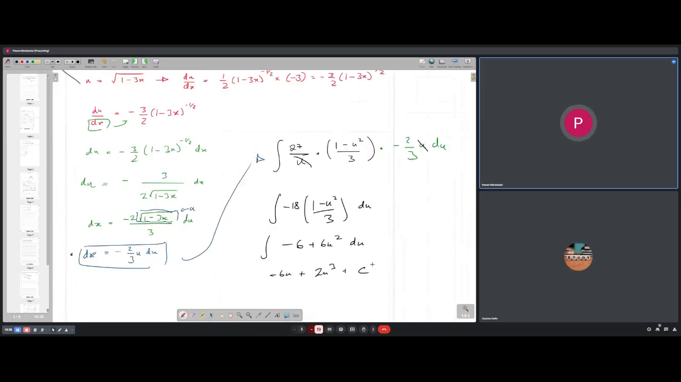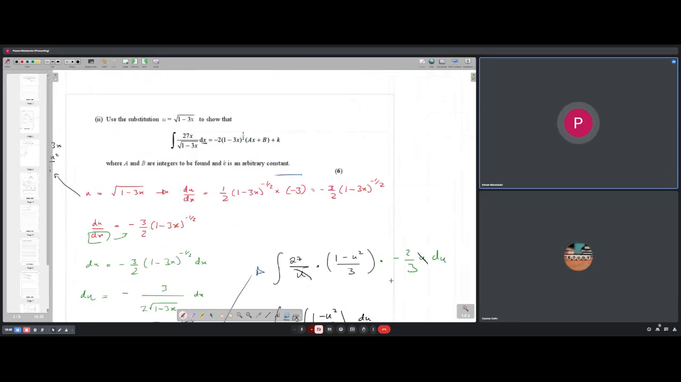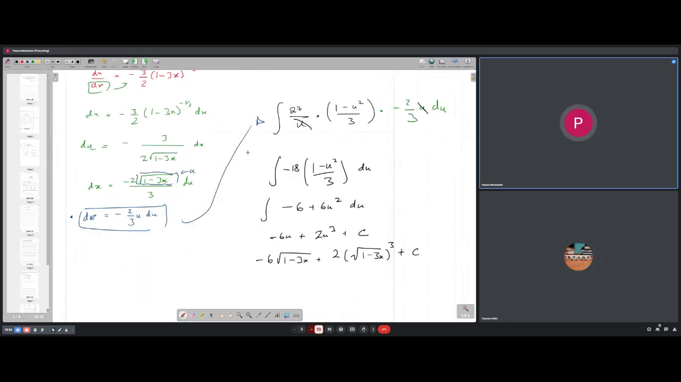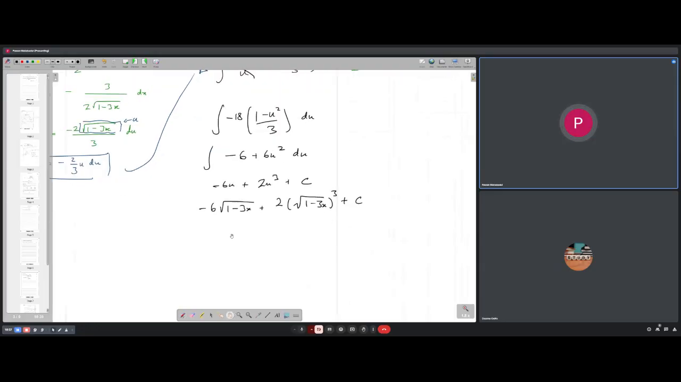And then you can put your value of u back in. So that will just be minus 6 multiplied by 1 minus 3x plus 2 into square root of 1 minus 3x all cubed plus c. Okay? And we want to show that it's equivalent to this. So notice what they've done is they've taken out a factor of minus 2 and 1 minus 3x to the power of a half. So let's do that. So what we want to do here is we want to factorize 2. So take factor of 2 and 1 minus 3x to the power of a half.